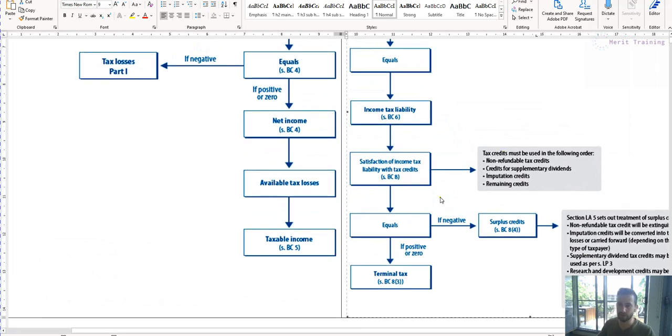So let's talk about tax credits. Tax credits need to be used in a particular order, and we'll cover this in more detail a little bit later. But some example types of tax credits that you could use to effectively reduce your tax payable are any non-refundable tax credits, credits for supplementary dividends, imputation credits, or remaining credits.